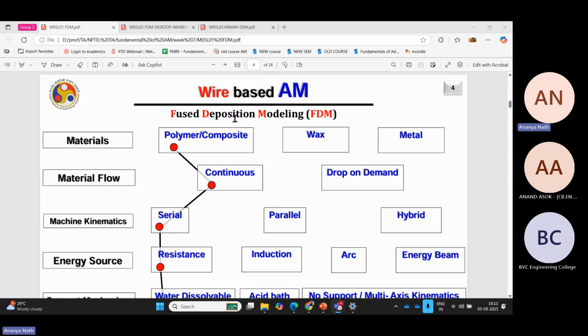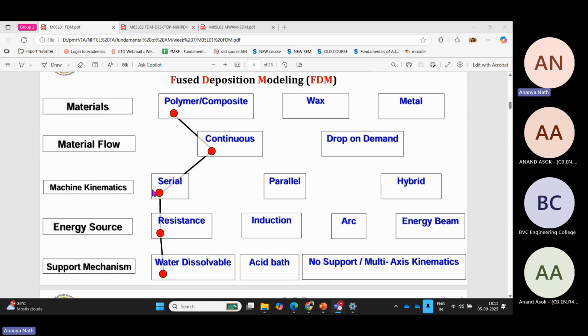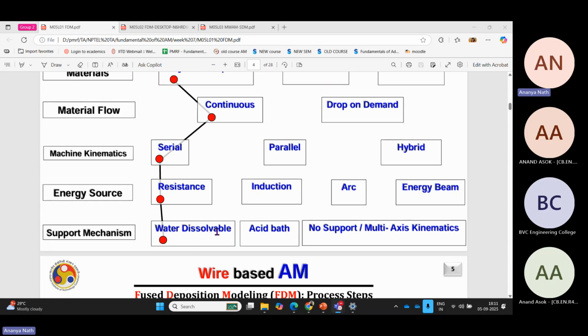Now comes the fused deposition modeling, which is one process example under the umbrella of material extrusion, where we use polymer as a material, continuous feeding of the material, serial kinematics, very simple XYZ movement. Then resistance heating. So it's basically heating coils that heat the wire of the polymer, so that the wire can get melted and deposited. Then you can use water dissolvable support. Otherwise, you can use the same material support, and later on you can cut the support from the part.